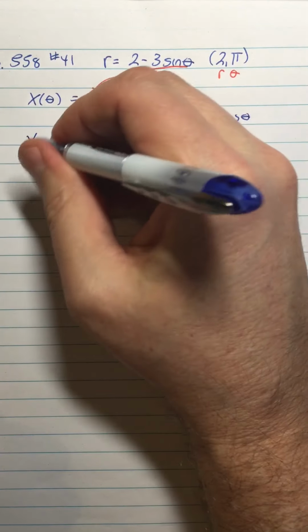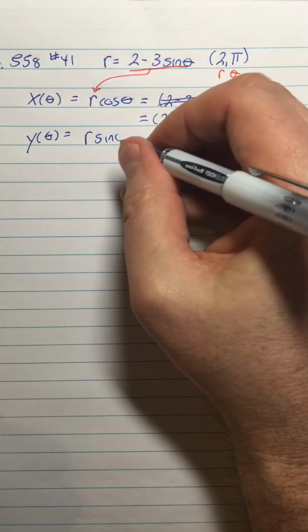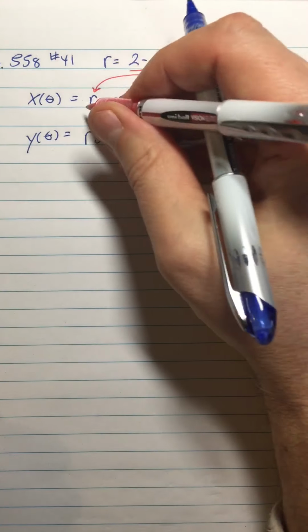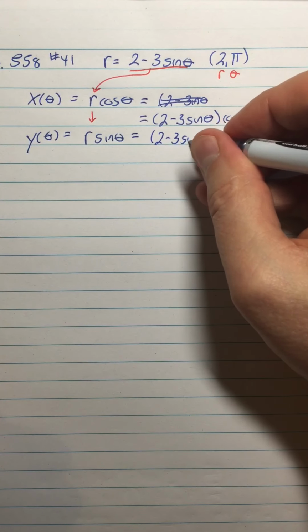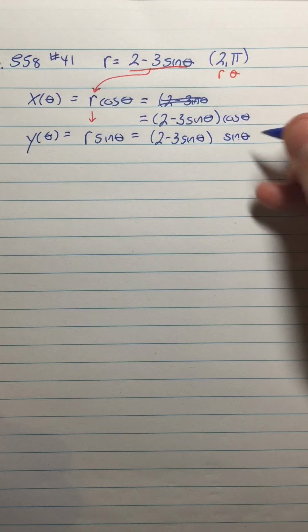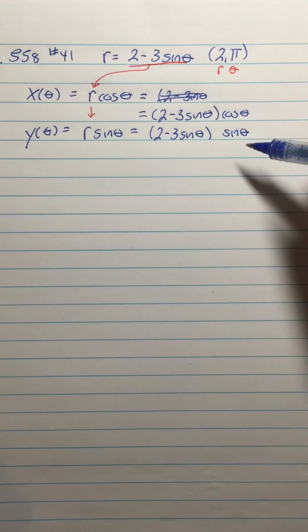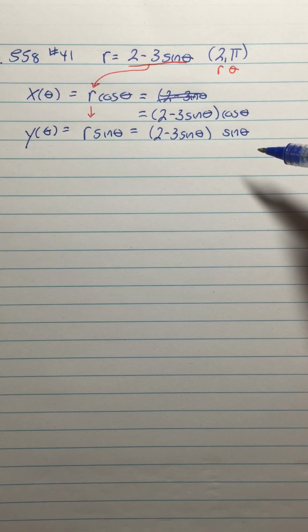All right, and then y of theta equals r sine theta. So we're still going to substitute for the r, the 2 minus 3 sine theta. So we're going to put 2 minus 3 sine theta. But this time it's sine theta. It's always whatever your function is, cosine theta; whatever your function is, sine theta. So that's why it's always going to be a product rule, which is going to be obnoxious in terms of calculating. But we're going to have a way to get around that.